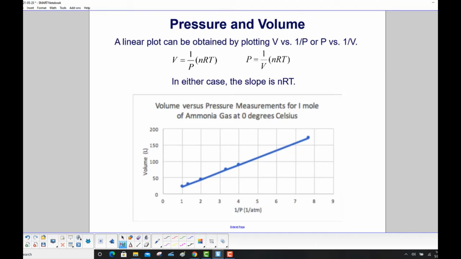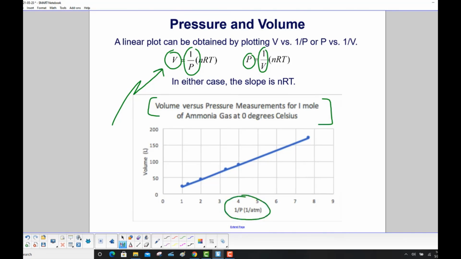A linear plot can be obtained by plotting V versus 1 over P or P versus 1 over V. In either case, the slope will be nRT. So here's a volume versus pressure measurement, and that would be this one right here. Right? The first one is typically your y-axis, so that's volume. And the slope of that line will be nRT. And look what we're plotting down here, 1 over P. This way we turn that curved line into a straight line.